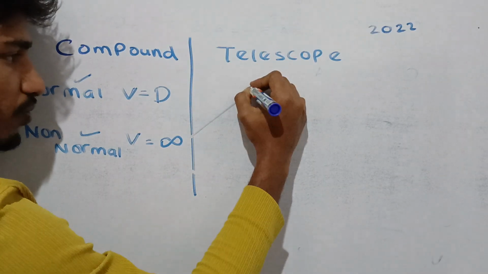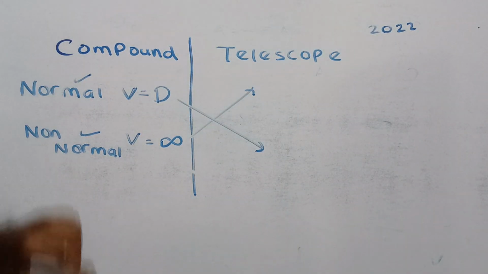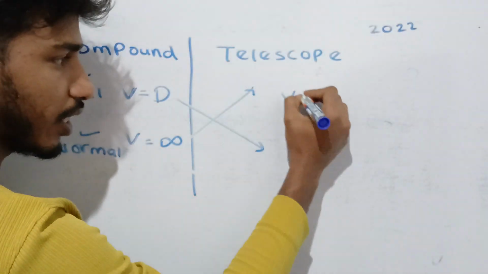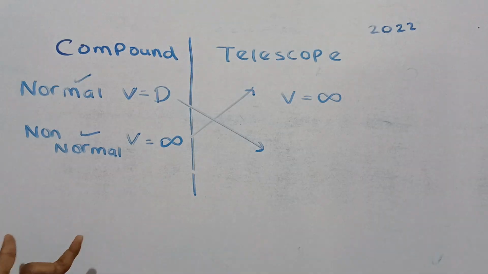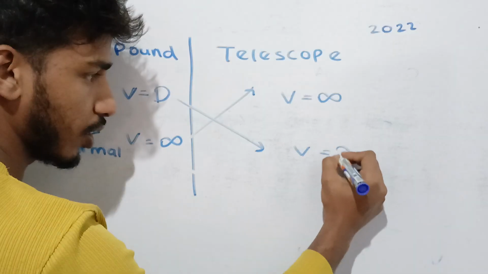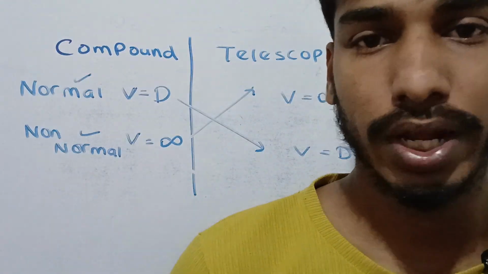It's actually the shift of these two, where during the normal adjustment in a telescope, the image is produced at infinity, and during the non-normal adjustment, the image is produced at the least distance of distinct vision. So these are the key differences which you should know before we proceed to the ray diagram part.